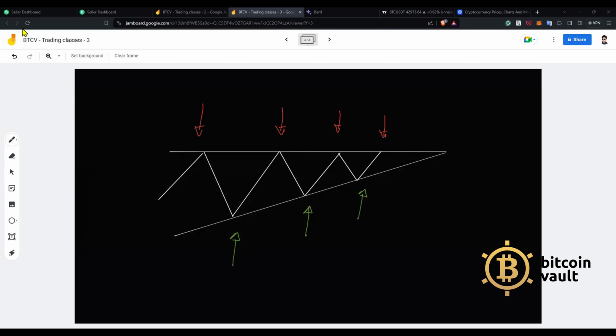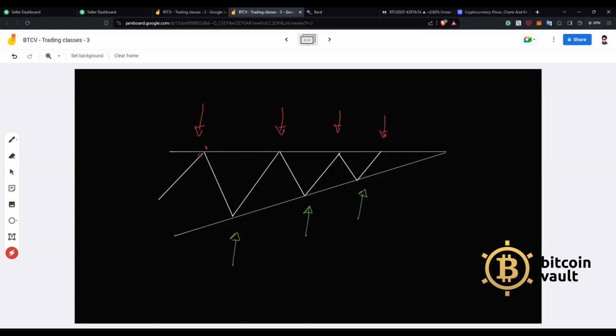Okay, no worries. So as I told you in the previous class, buyers and sellers are always in a fight in the market. They're always trying to win against each other, basically. Sellers want the market to move down, buyers want the market to move up. Now in this case, we can clearly see that the buyers are pushing the market in the upward direction by creating a higher low. So each low is higher than the previous one.